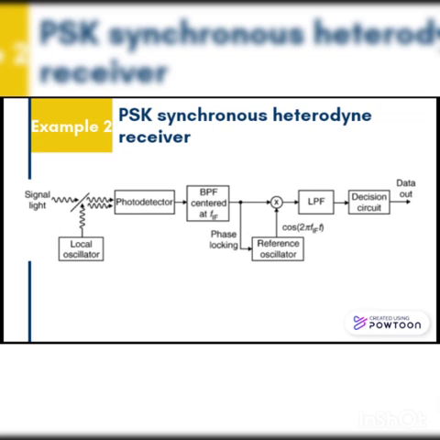The example shown here is a phase shift keying synchronous heterodyne receiver. As you can see here, the signal light is the input, which is passed through the local oscillator. Then we have other common demodulator components such as photodetector, band pass filter, reference oscillator, low pass filter, and also decision circuit.